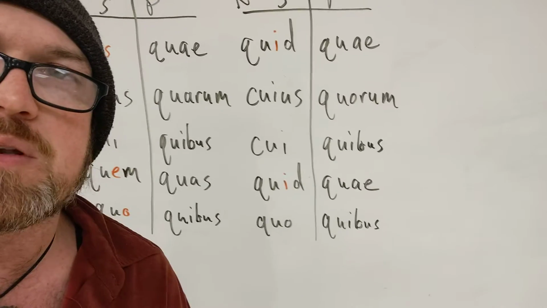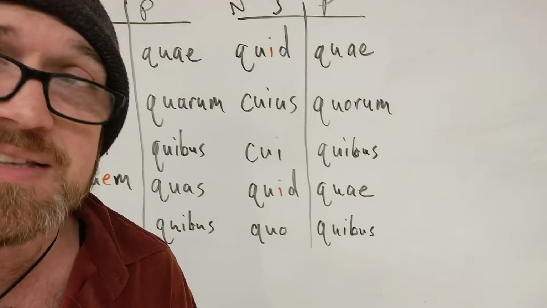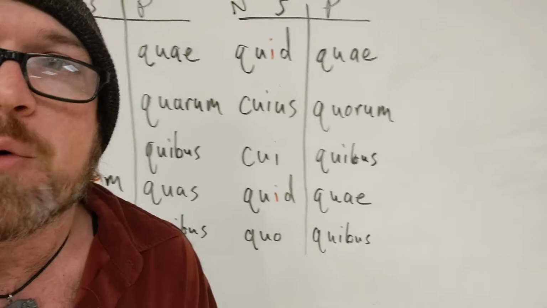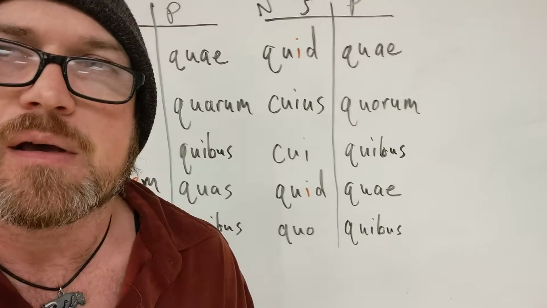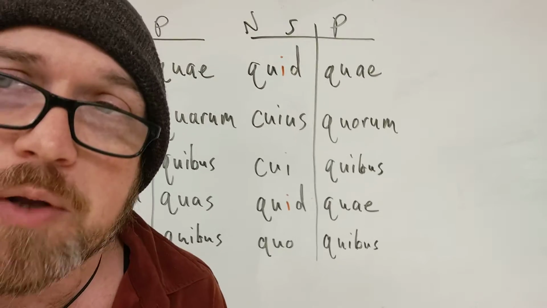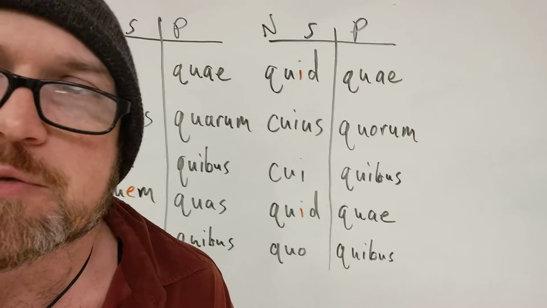There is, however, the difference in the neuter singular of having quid instead of quod. And that's actually not new. We've seen quis and quid at various points in our Latin 1 book, so that shouldn't be too surprising.